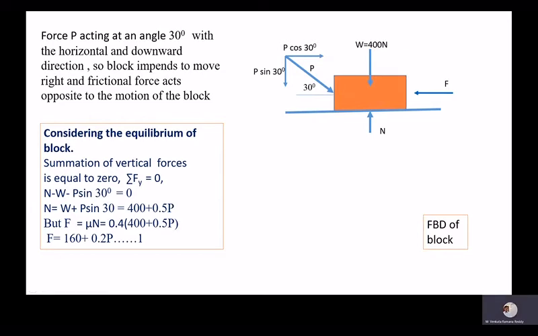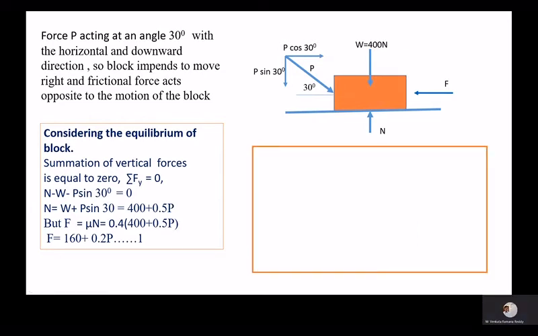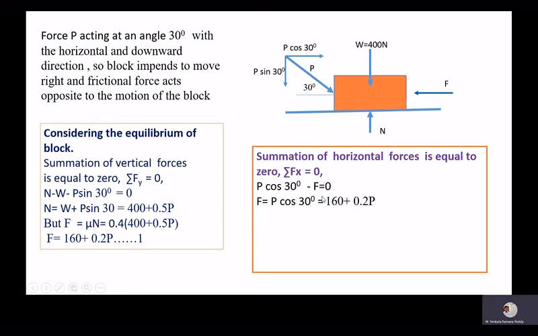Now we'll consider the summation of the horizontal forces. That is sigma Fx is equal to 0. So here horizontal forces are F and P cos 30. Rightward forces are positive and leftward forces are negative. So F is equal to P cos 30. But here F we calculated, it is 160 plus 0.2 P. That value is substituted here. Then it becomes P cos 30 is equal to 160 plus 0.2 P.